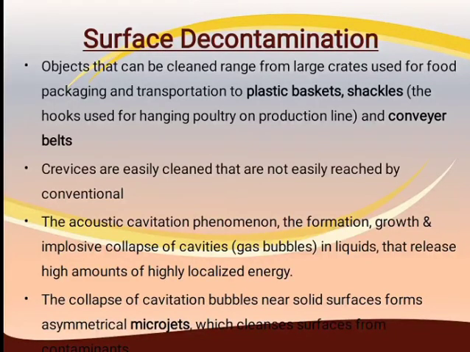The acoustic cavitation phenomenon is the formation, growth, and implosive collapse of cavities, which are gas bubbles in liquid, that release a high amount of highly localized energy. The collapse of cavitation bubbles near a solid surface forms asymmetric microjets, which cleanse the surface of contaminants.